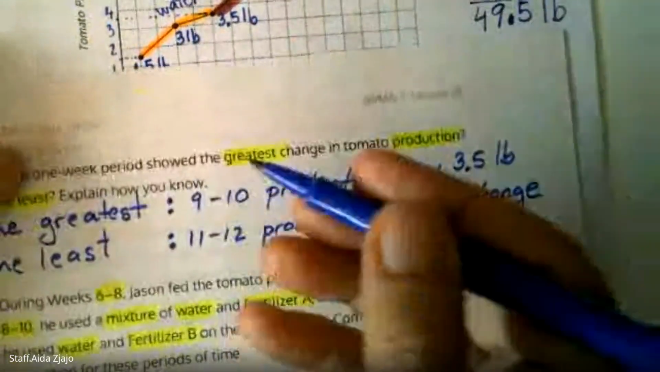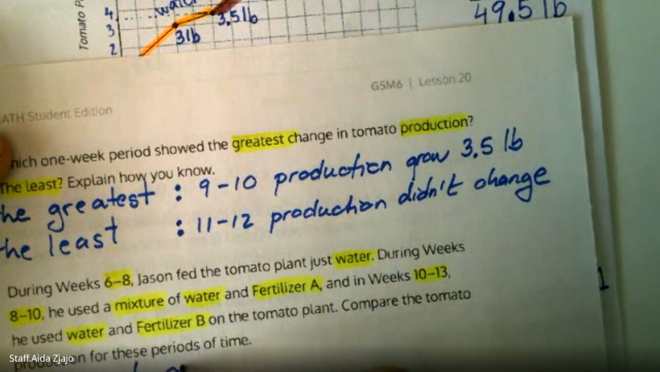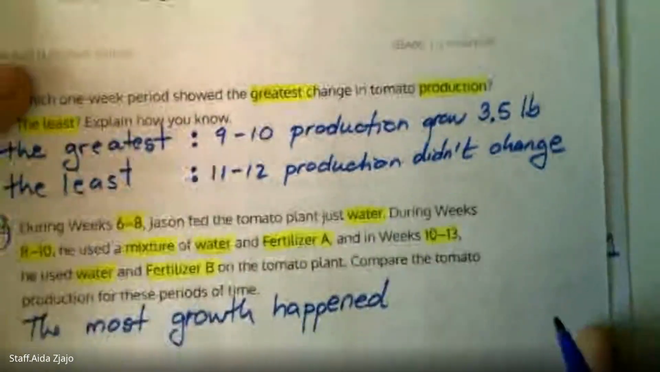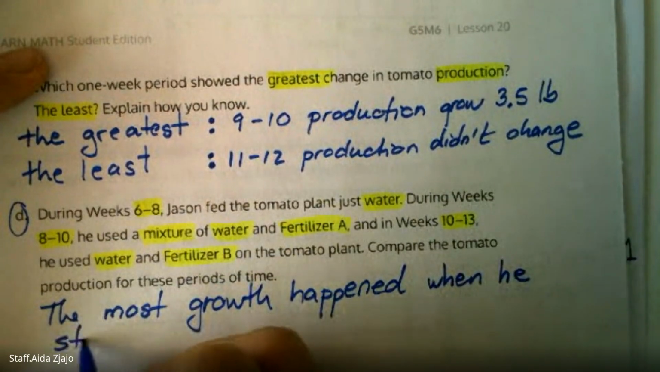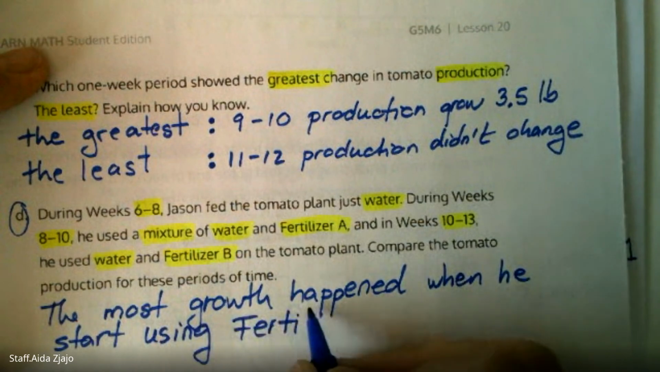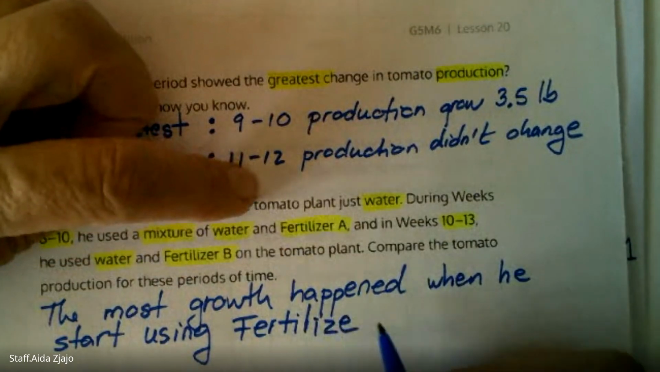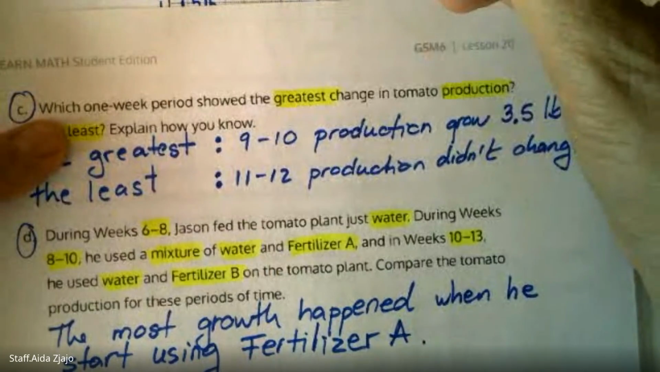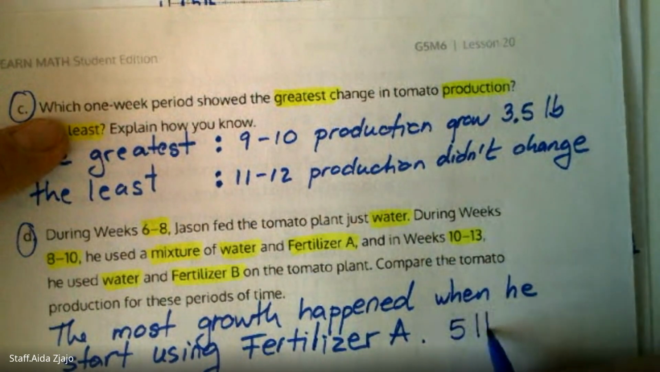So we can say that the most growth happened when he started using fertilizer A. That's a 5 points difference, from 3.5 to 8.5, a 5 pounds growth.